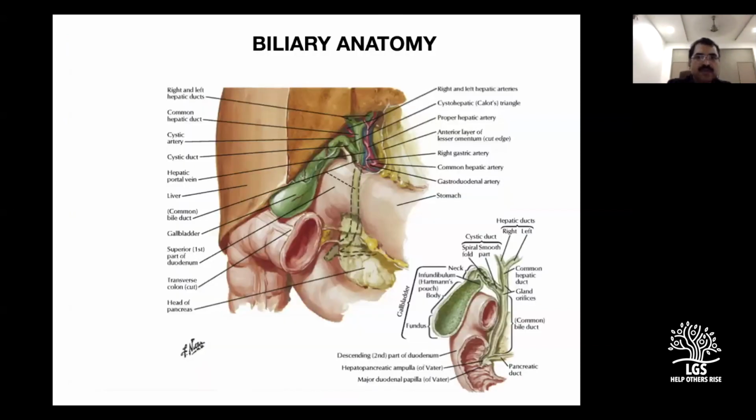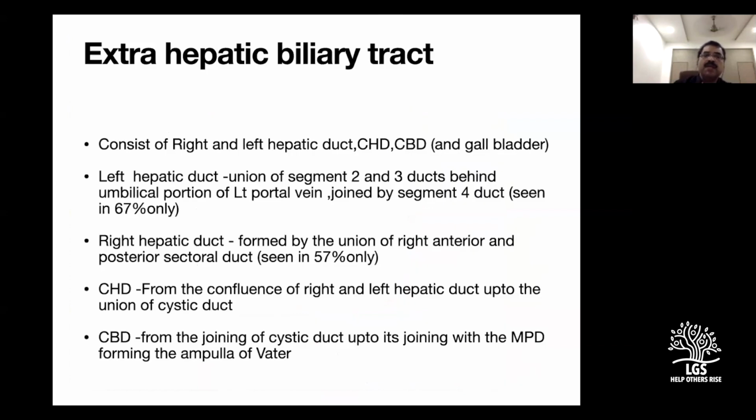So regarding the relationship of the extrahepatic biliary apparatus, the important structures are the portal vein and the hepatic artery. The extrahepatic biliary tract consists of the right and left hepatic duct, common hepatic duct, and common bile duct. The left hepatic duct is formed by the union of segment 2 and 3 ducts, and it may be joined by the segment 4 duct. The area where it joins the segment 2, 3 ducts varies. Depending upon that, the B4 duct is divided into type 1 and type 2. I will come to it later.